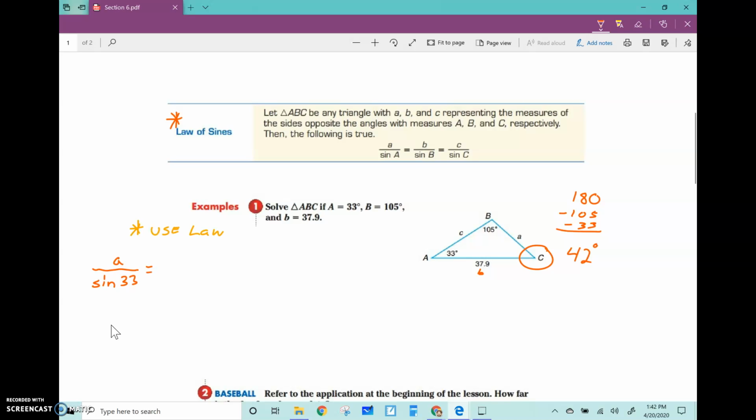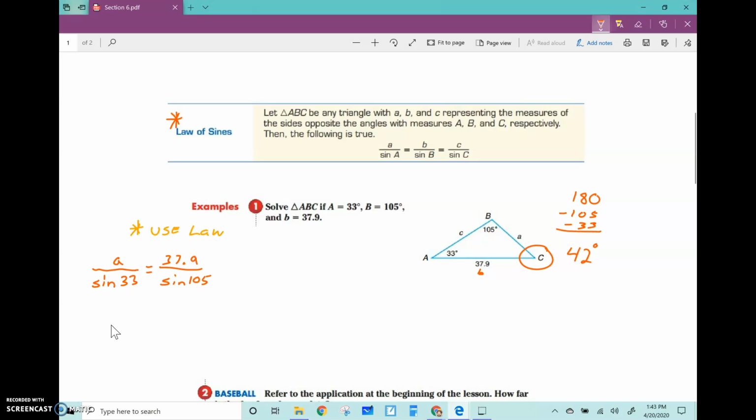Okay. Now, my next choice of ratio is going to be what I have already been given. I don't know what C is, but I do have both side B and angle B. So I'm going to use that because I have everything I need in there. I don't have to find anything there. So I can use that as a tool to solve. So side B over sine of angle B. Side B is 37.9 over the sine of angle B, and angle B is 105.